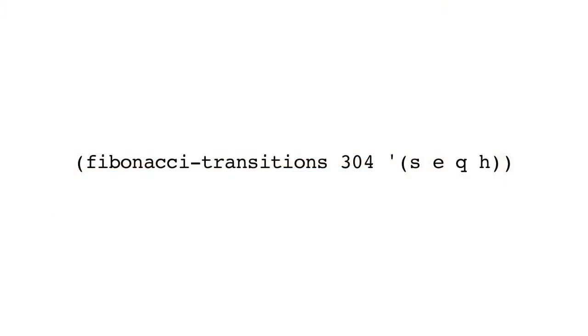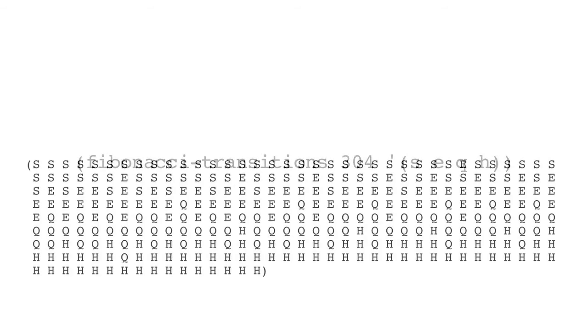If we don't want to use the numbers 0 to n, we can of course pass a list, and then these will be the items through which the algorithm transitions. So for instance, if we call Fibonacci transitions with the arguments 304 and then a list consisting of S, E, Q, and H, we slowly transition from S to E, then E to Q, and then Q to H by the end.